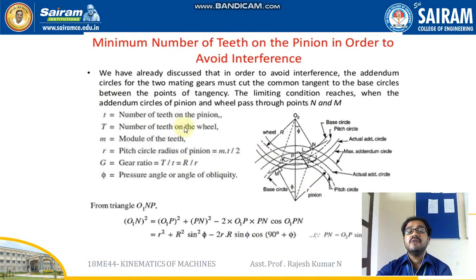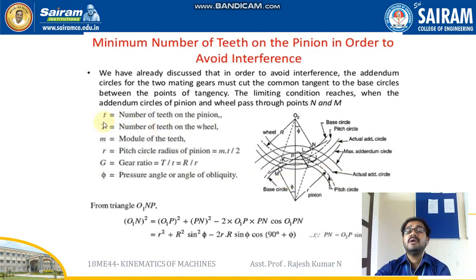So now we have the same case here also, that is the minimum number of teeth on the pinion in order to avoid interference. So the addendum circles for the mating gears must cut the common tangent to the base circles between the points of tangency. The limiting condition reaches when the addendum circles of pinion and wheel pass through the points N and M. This is exactly opposite to the previous concept we discussed here. Instead of the wheel or the gear, we are replacing with what? Pinion. You can see that both are exactly the same.